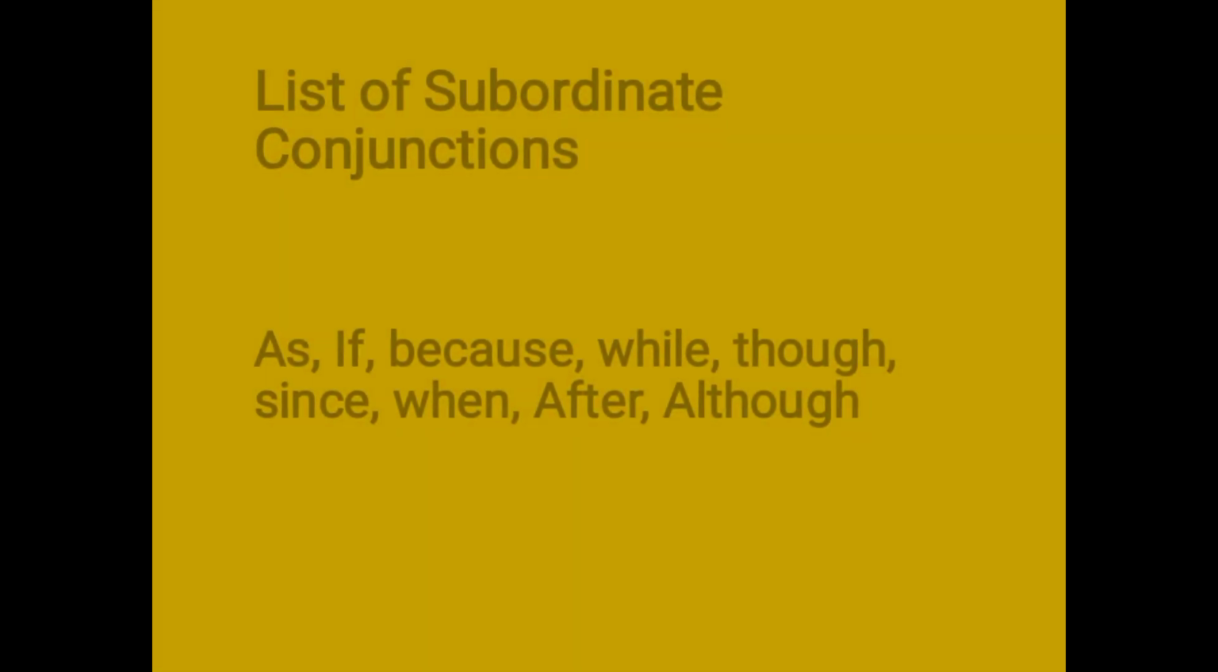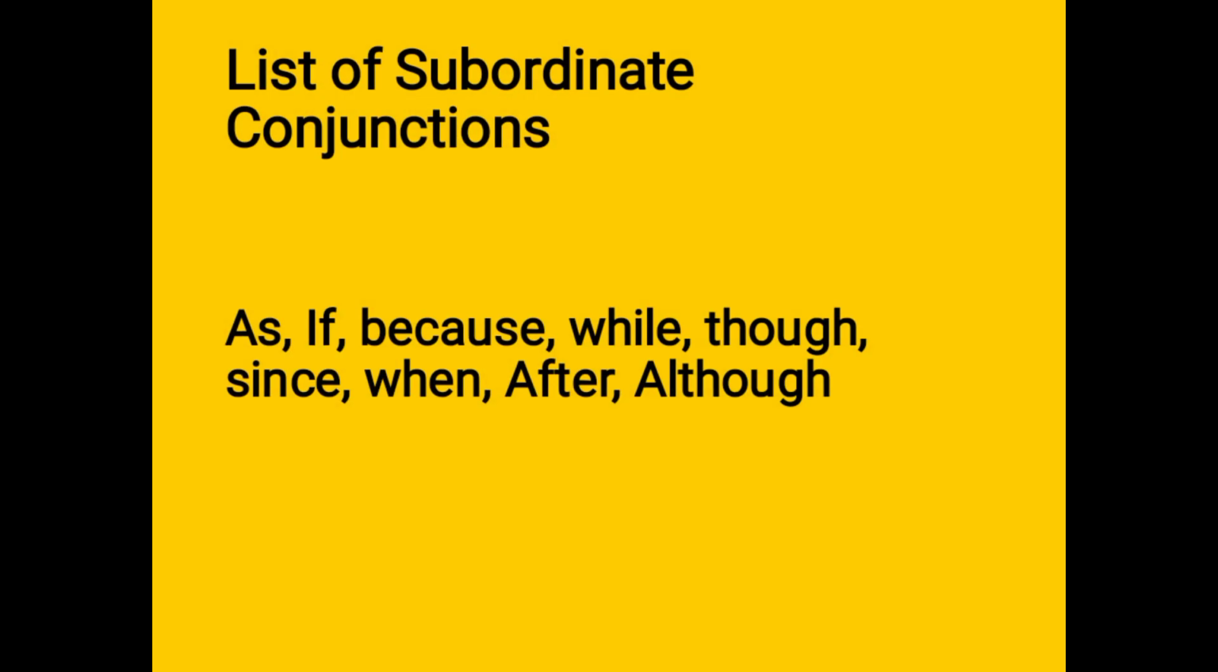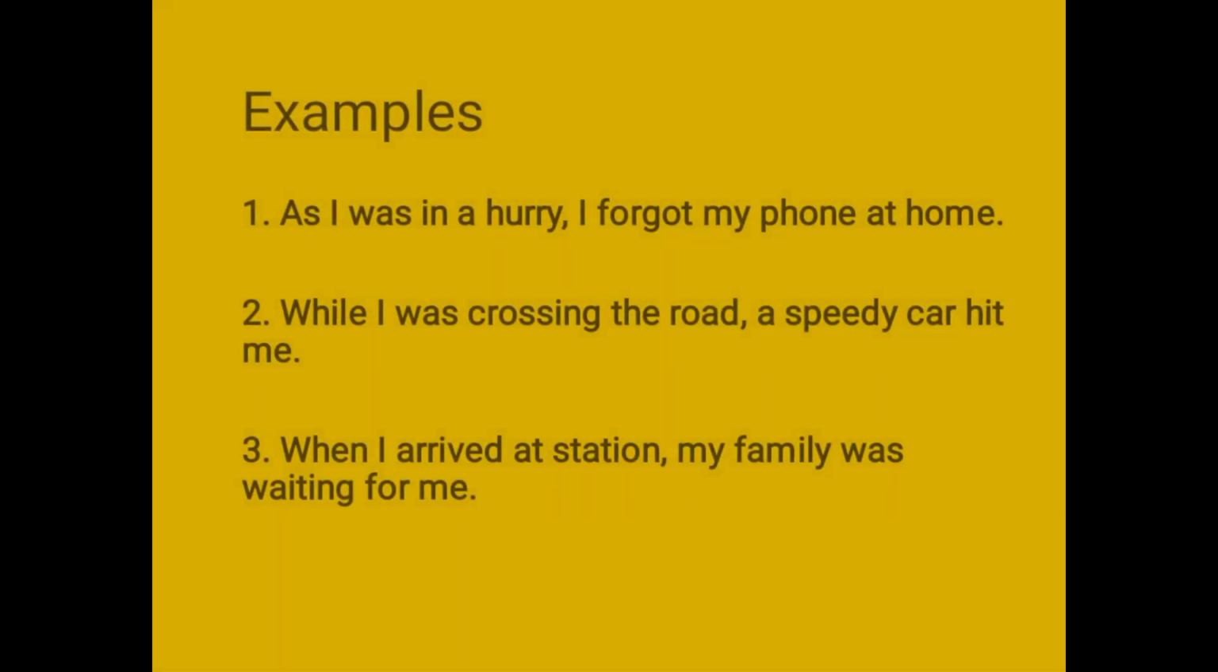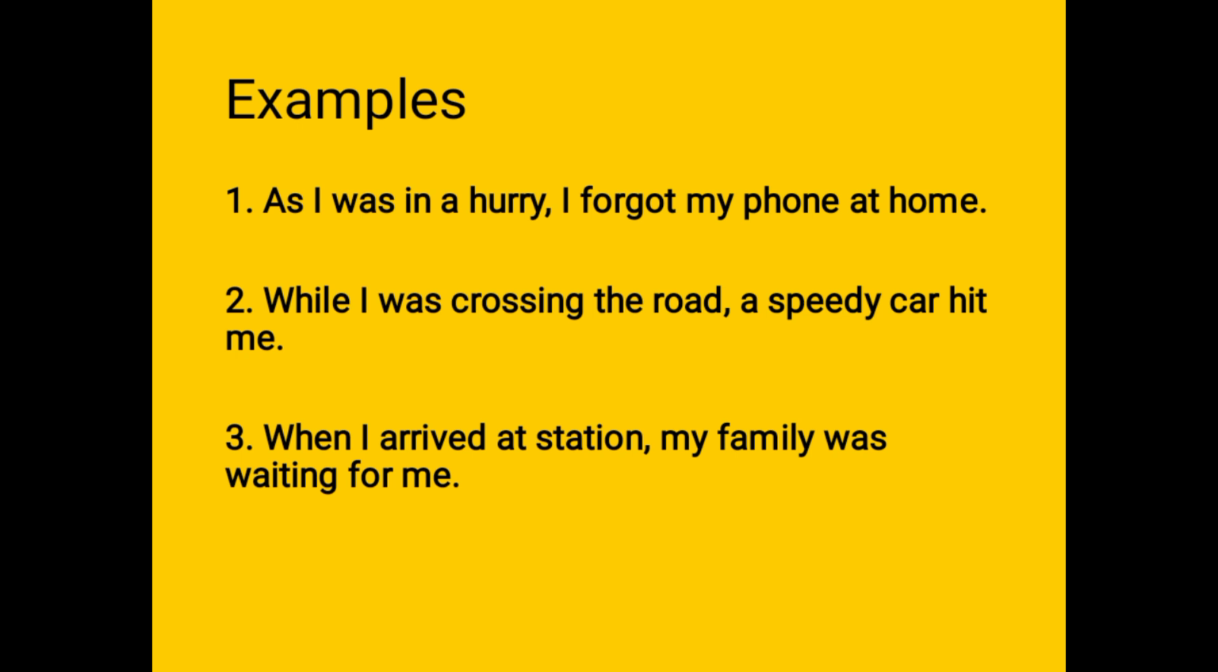Let's look at some of the examples, lists of subordinate conjunctions. So here is a few list of subordinate conjunctions: as, if, because, while, though, since, when, after, although. Now let's use them in examples.